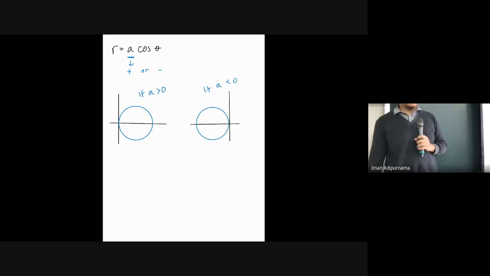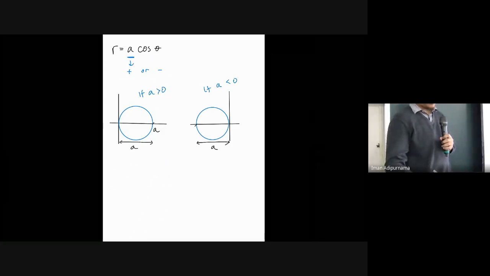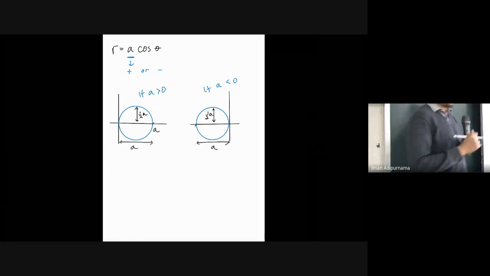And this will be A. This distance is also A. This will be half A. And this should be the negative A. So that's for cosine.